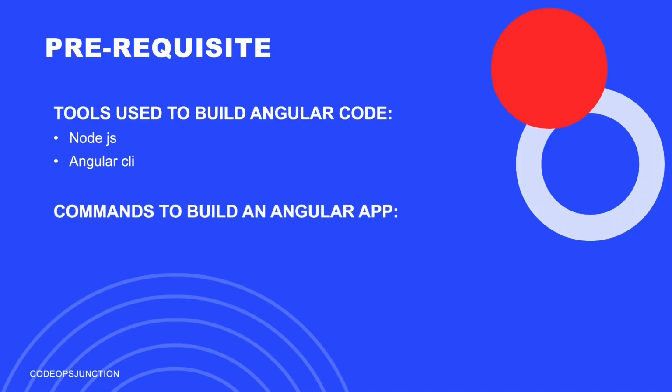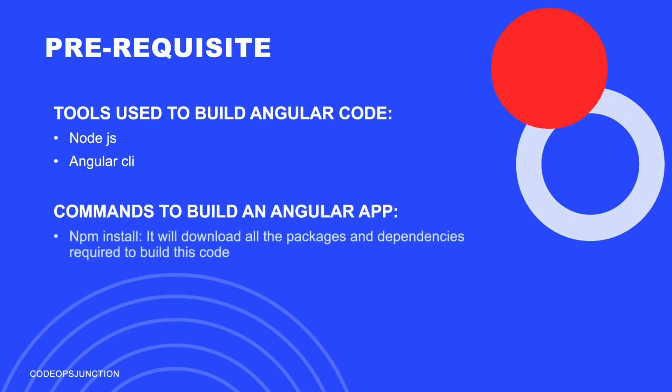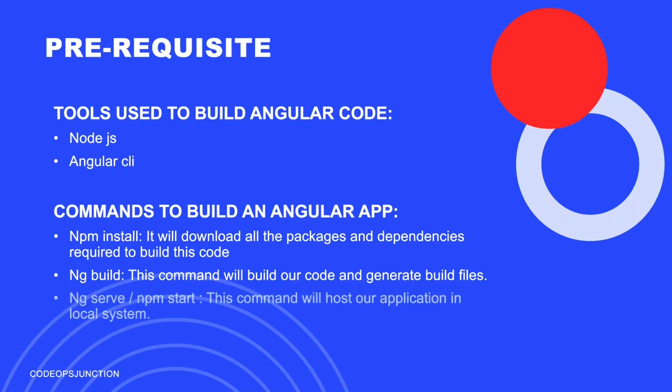Then commands to build an Angular application. First, npm install. It will download all the packages and dependencies required to build this code. Second, ng build command. This command will build our code and generate build files. At last, ng serve or npm start. These commands will host our application in local system.